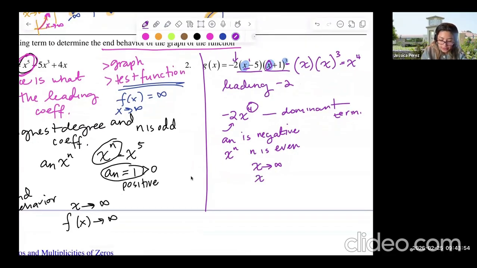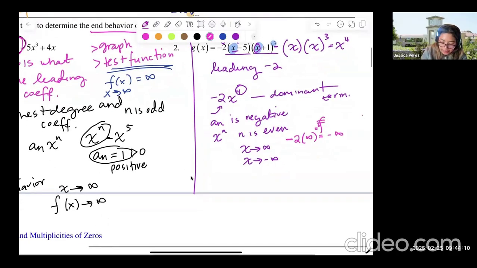And what happens as x goes to negative infinity? So first, as x approaches infinity, what will happen? -2x to the infinity to the fourth power, but I have a negative in here. This is going to go to negative infinity. So f of x, this function, will go to negative infinity.